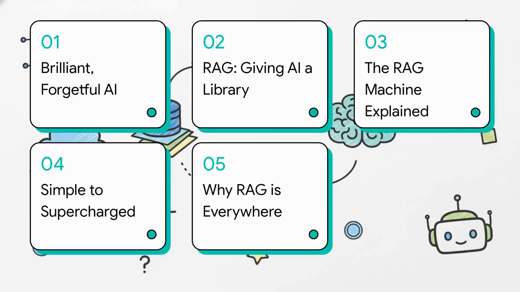All right, so here's our game plan. First, we're going to talk about the big problem with large language models, why they can be so forgetful. Then we'll introduce RAG as the ultimate library card for AI. After that, we'll pop the hood and see how the RAG machine actually works, step by step. We'll also look at how it's evolving from a simple tool to a supercharged system. And finally, we'll understand why RAG is pretty much everywhere you look in AI today.